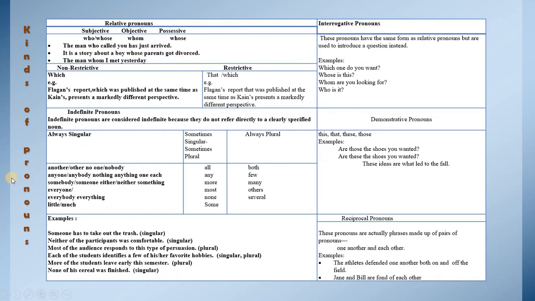The other kinds of pronouns, we have relative pronouns, interrogative pronouns, demonstrative pronouns, reciprocal, and indefinite. The relative pronouns can be subjective, objective, or possessive, and they can also be non-restrictive and restrictive. The subjective relative pronouns, who and whose: the man who called you has just arrived, is a subjective relative pronoun.